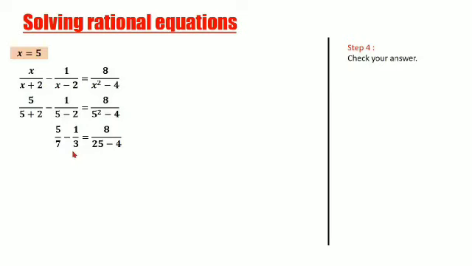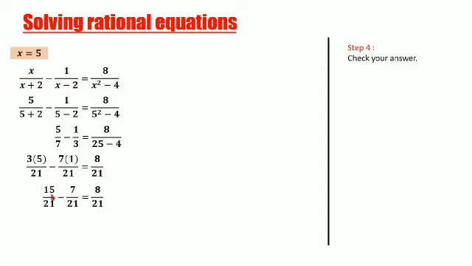Now you can see that on this side of the equation, we have dissimilar fractions. To simplify this, we need to make them similar fractions by applying their LCD. For this one, we have 21. So 21 divided by the denominator 7 is 3, times the numerator, so 3 times 5, this one. Minus 21 divided by 3 is 7, times the numerator 1, so this one is equal to 8 over 21.